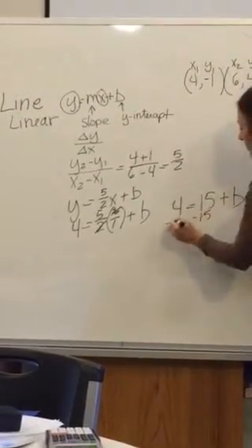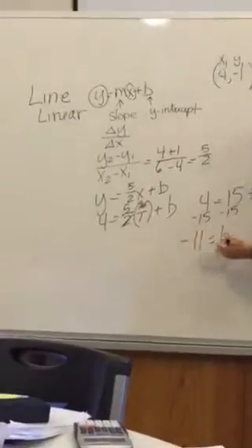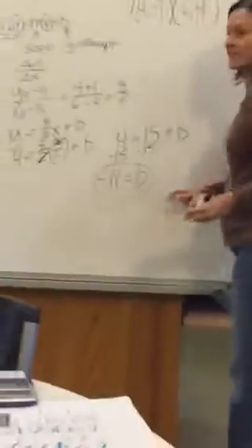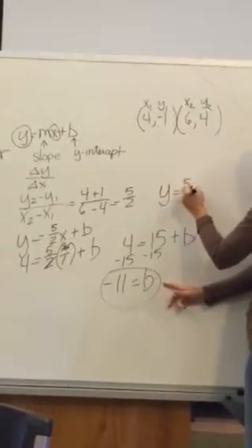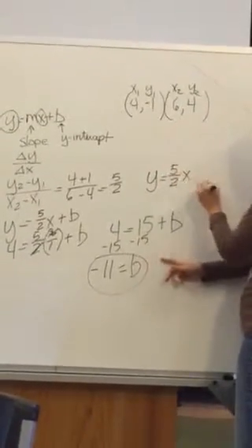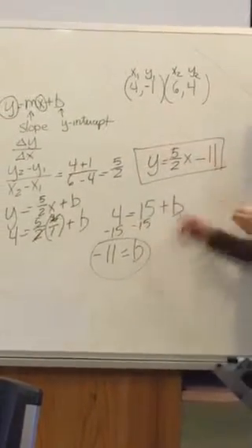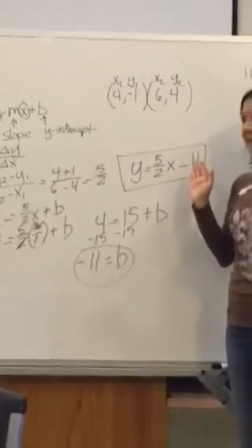Subtract 15 on both sides. And what does b equal? -11. You were extremely close. Okay, but we have to plug this in the equation. Because the equation is y equals 5/2 x minus 11. This is our equation, okay? That's this lesson in a nutshell. You've been doing this, right? The difference is now you cannot see the y-intercept.